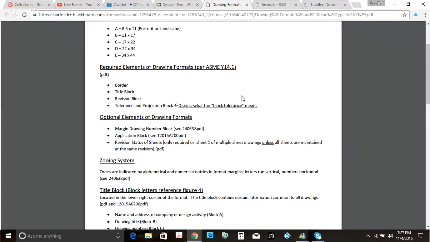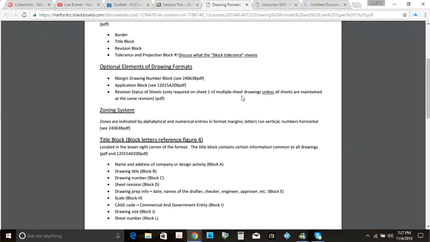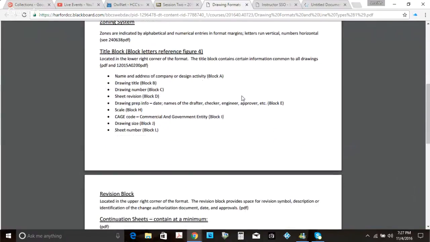Also, know what's in a title block, the one down in the lower right-hand corner: the name and address of the company that did the design, the drawing title, the drawing number, sheet, revision, things like that. Be able to list a handful of those things, so be familiar with those.